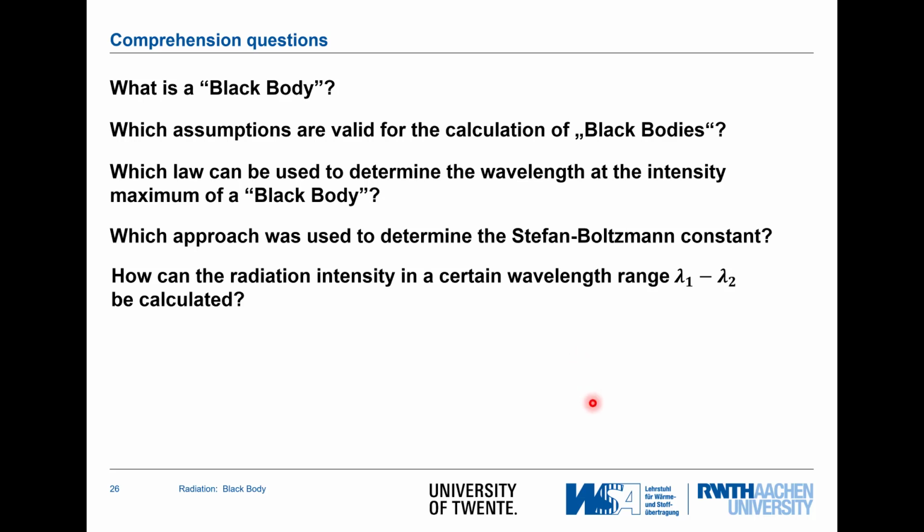I would like you to go over these questions and to see whether you can answer them with the lecture provided, and if not, please go back and have a look at the slides and the video again. So the questions are: what is a black body? Which assumption did I take to calculate something as a black body? And then which law did I use to calculate the wavelength at the intensity maximum of the black body?